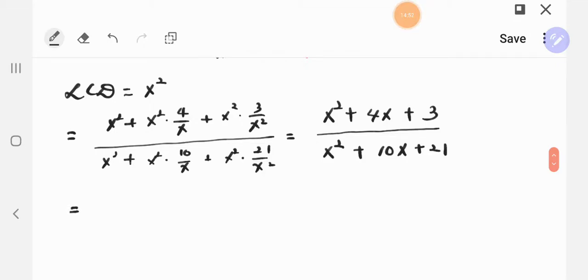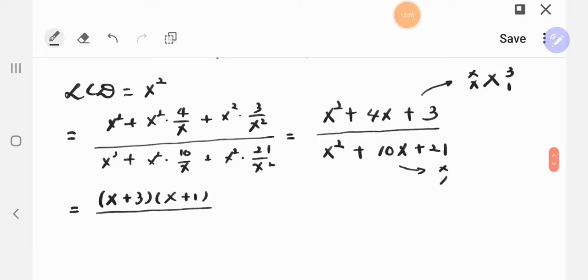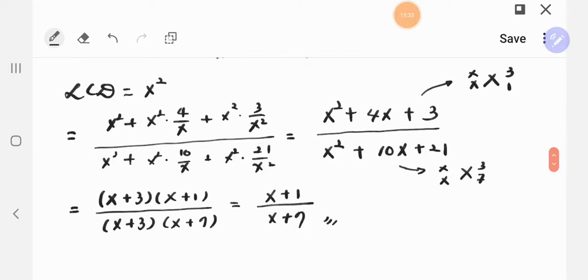And let's factor its numerator and the denominator. So this is x times x, 3 times 1, so the sum is 4. So the numerator is x plus 3 times x plus 1. And the denominator, x times x, 21 is 3 times 7. The sum is 10. So the denominator is x plus 3, x plus 7. So finally, we can cancel out x plus 3 so that the numerator is x plus 1 and the denominator is x plus 7. Done.